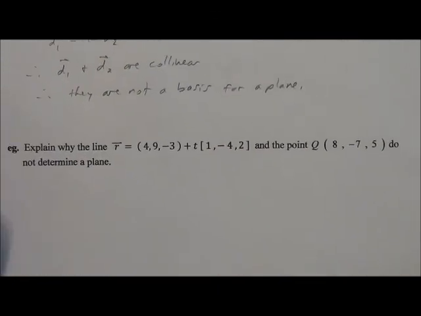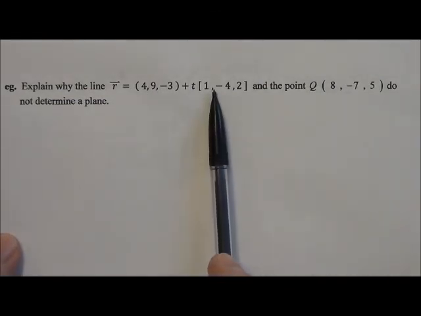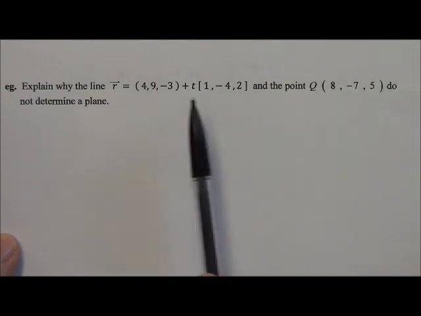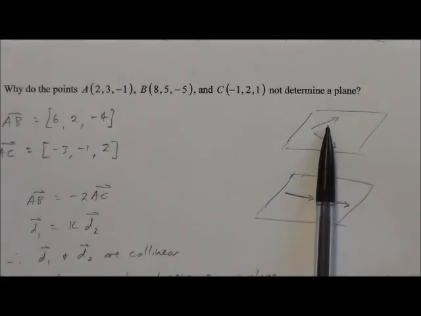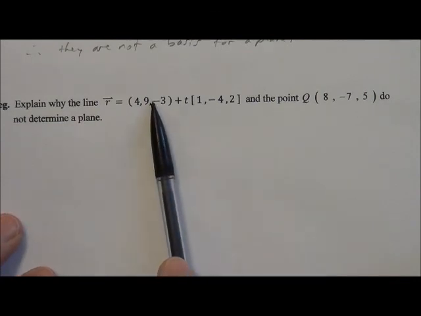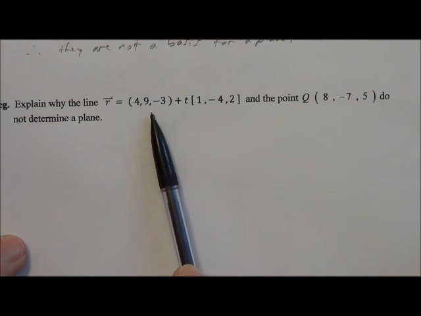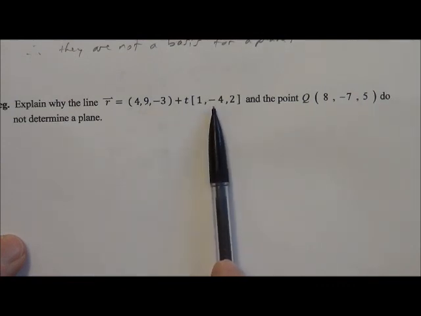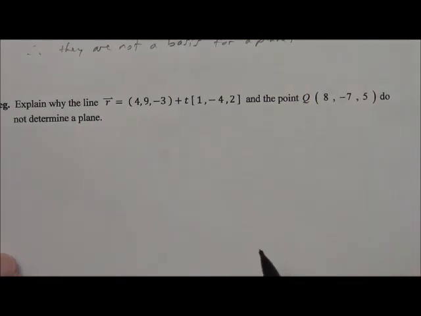Okay, and let's take a look at this last example here. Explain why the line and this point do not determine a plane. We've got a line here, and we've got another point. In order to find the basis of a plane, we need two non-collinear vectors. So ideally, if we had a vector between this point and this point, as long as that vector is not collinear to the direction vector, then we could define a plane. So let's find out if that is so.